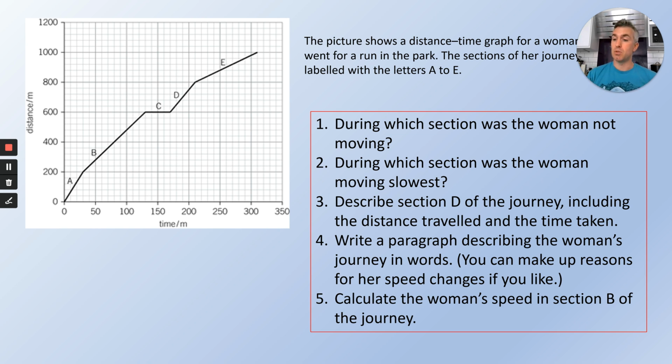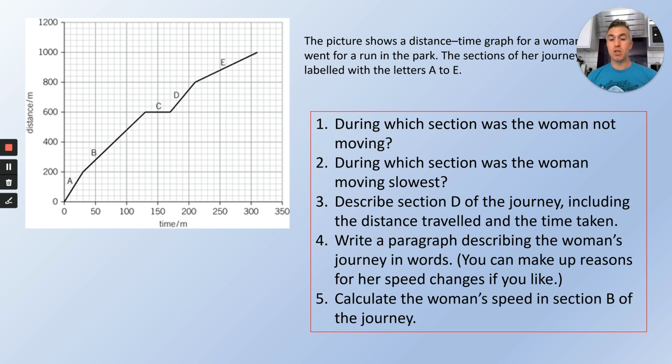You just have to choose which part of the graph was the woman not moving. A, B, C, D, E. Which section was the woman going the slowest? Again, A, B, C, D, E. Describe the section of the journey. Describe section of journey D, including the distance traveled and the time taken.